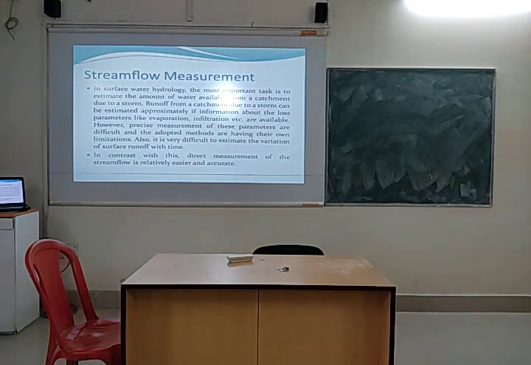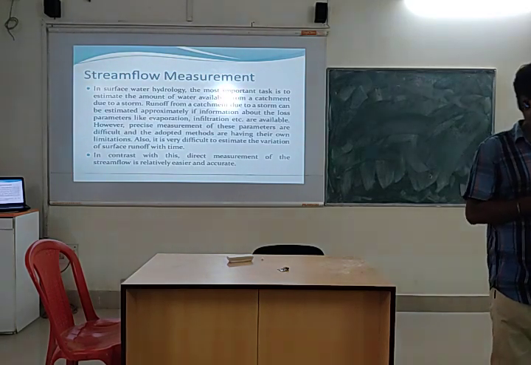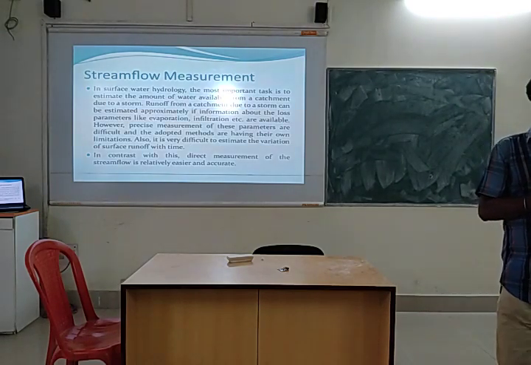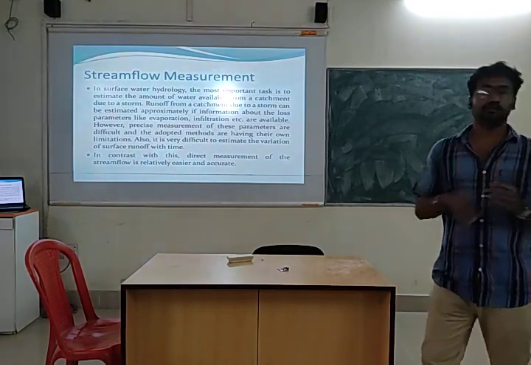However, precise measurement of these parameters is difficult, and the adopted methods have their own limitations. We have already seen those things. Also, it is very difficult to estimate the variation of surface runoff with time, right? In contrast with this, direct measurement of the stream flow is relatively easier. Finding out the stream flow in a channel, in a river, is much easier than the previous one, right?